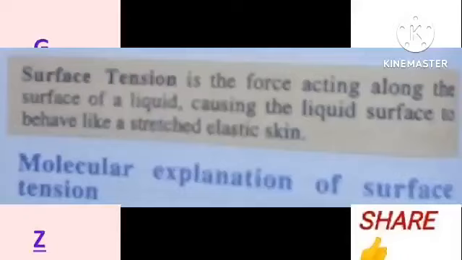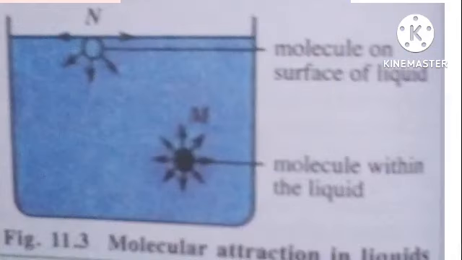As you can see in this diagram, you have the molecule M at the interior of the liquid. All the forces of attraction around it are balanced. But the molecule N on the surface has forces from the side and below, but there are no forces above it, above the surface. So it has many molecules pulling it from below, but none pulling it upward.